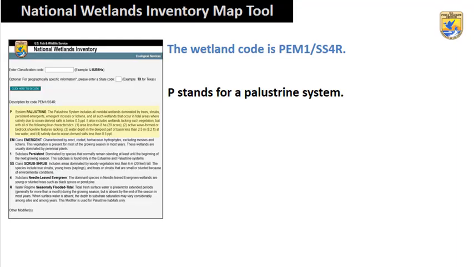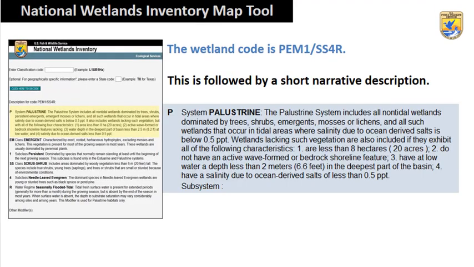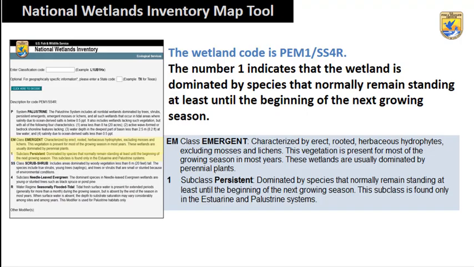PEM1/SS4R. P stands for a palustrine system. This is followed by a short narrative description. EM means emergent and has a similar description. The number 1 indicates that the wetland is dominated by species that normally remain standing, at least until the beginning of the next growing season.